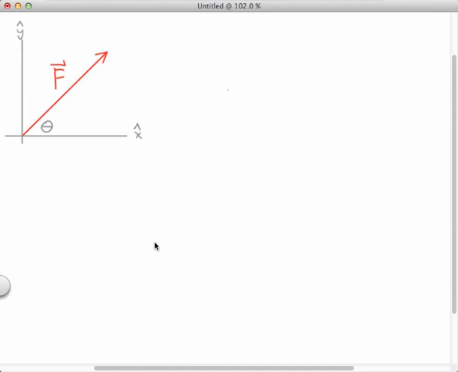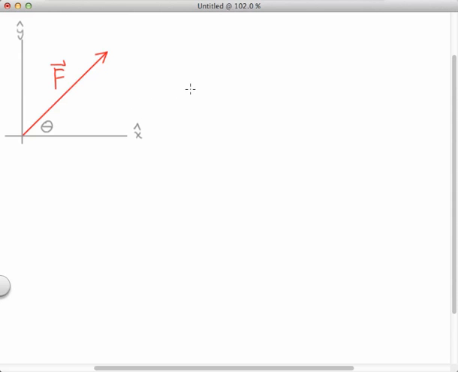Hello, I wanted to do a quick little video here showing you how to deal with finding components of vectors. We have a vector here that's already drawn for us, the vector f, and we can see that this vector doesn't point just in the x-hat direction or just in the y-hat direction, but points in both directions. So it points up and it also points to the right.